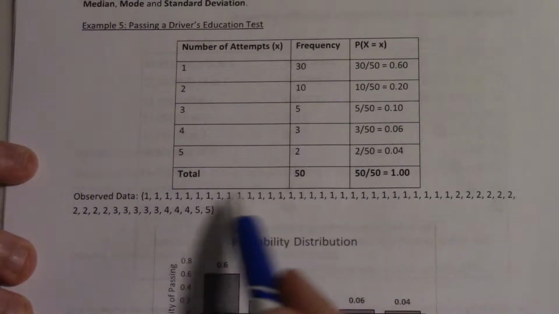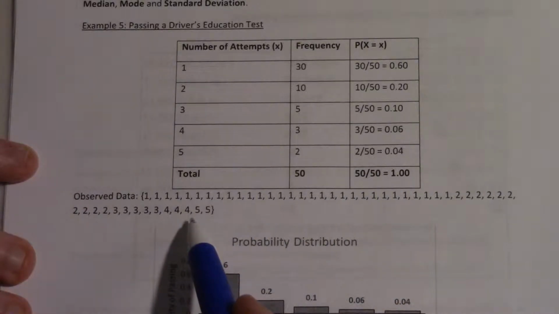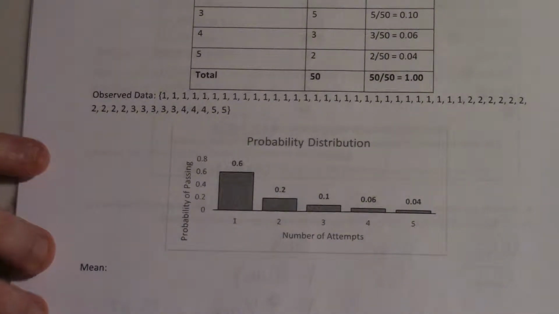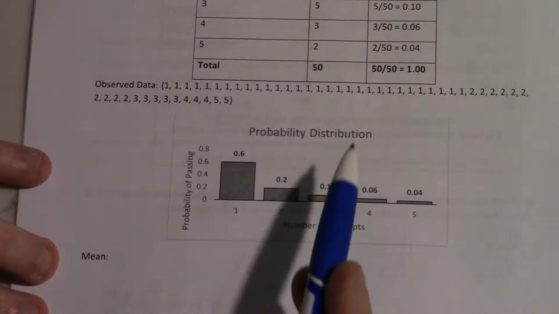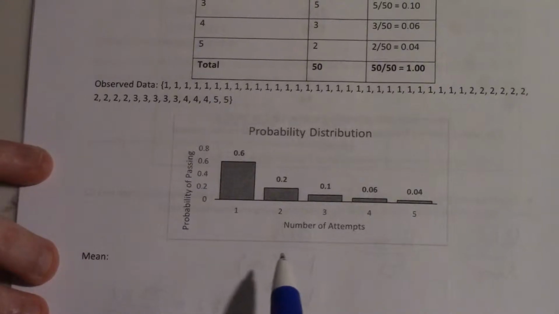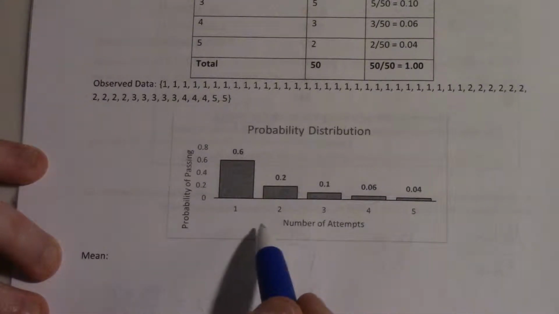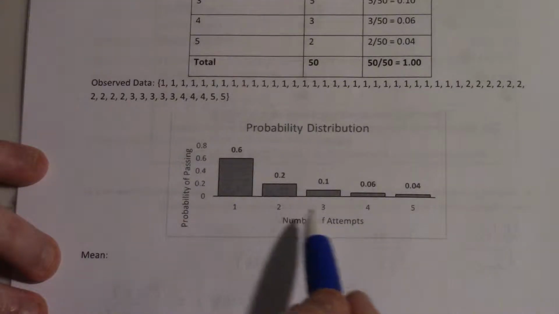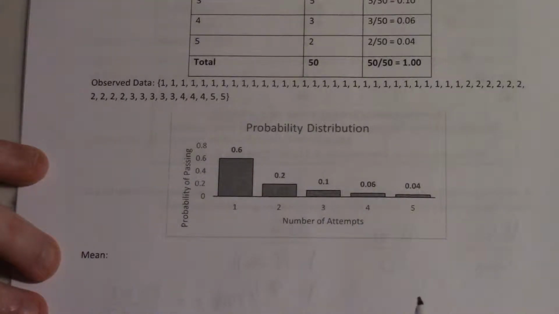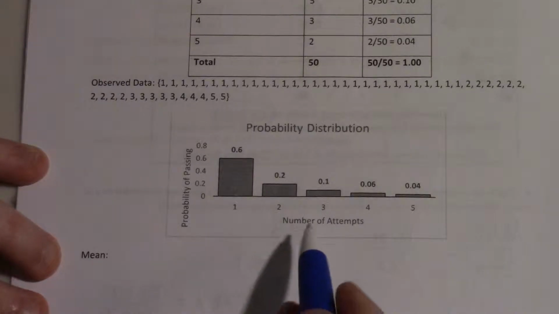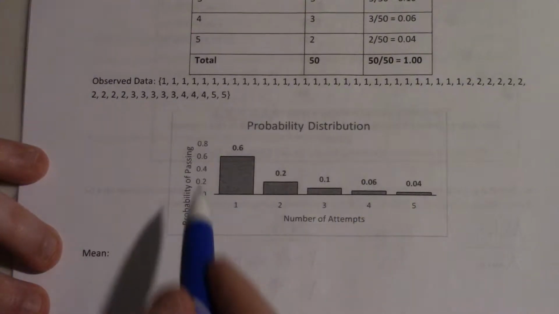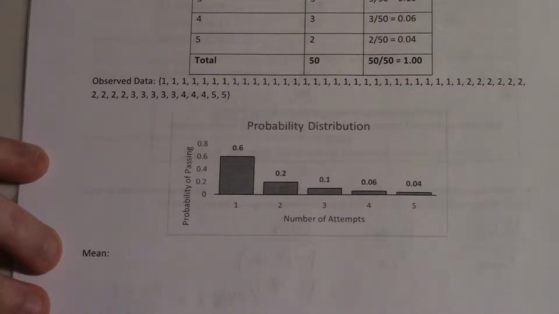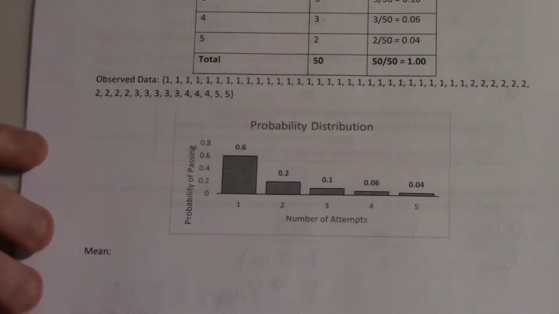So we could use this data to find a mean, a median, a mode, or we can visualize the probability distribution. It's just a bar chart. That's another way of visualizing this. Because our variable we can think of as being quantitative discrete. It's only from 1 to 5. That's it. So the bar chart would look like this. So again, we can see most often, 60% of the time, someone would just need 1 attempt.